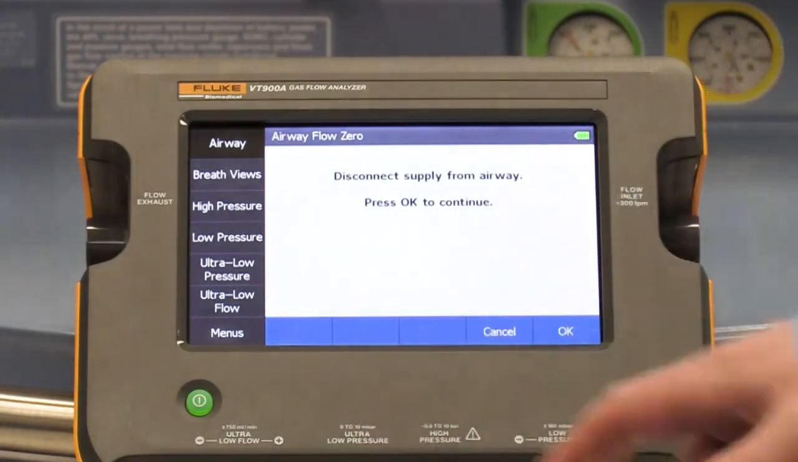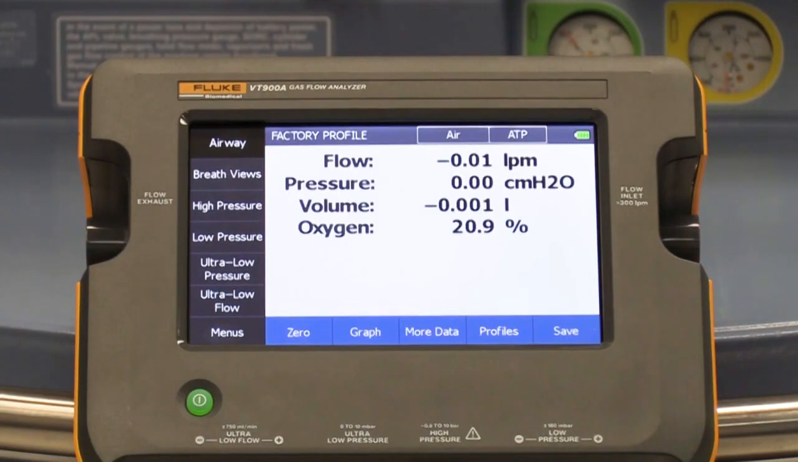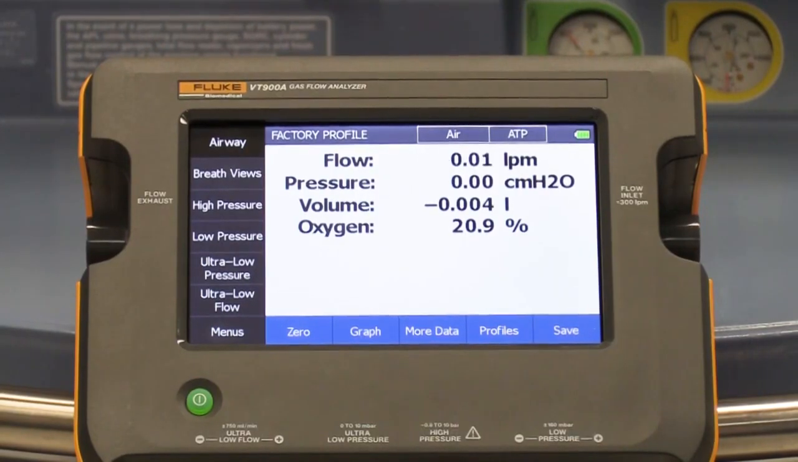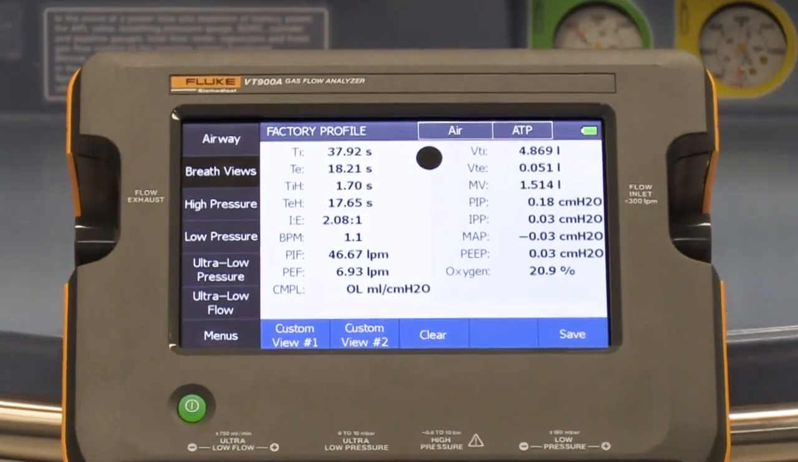There are two measurement screens we will use on the VT900A. The first is the airway screen, which will allow us to view the flow, pressure, volume, and oxygen concentration through the airway channel. The second is the breath view screen, which accumulates all of our breath parameters together onto one screen or onto a customized screen using a test profile.